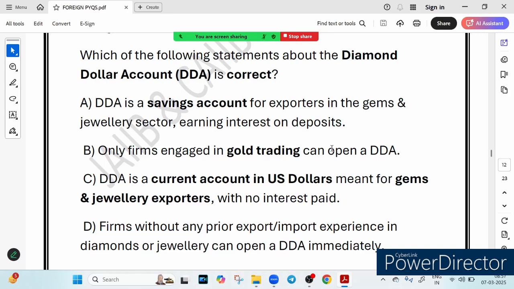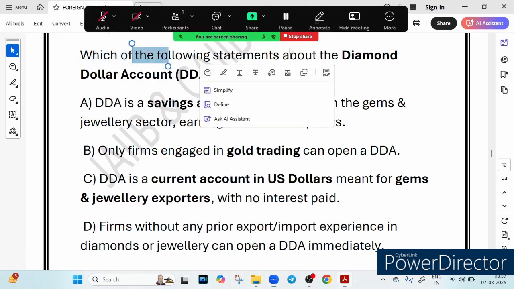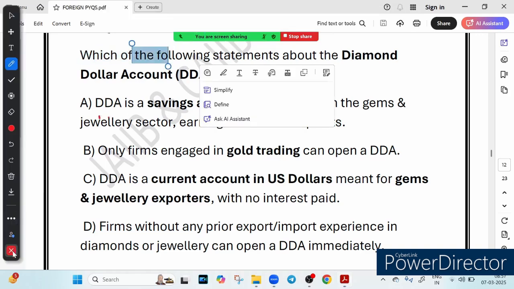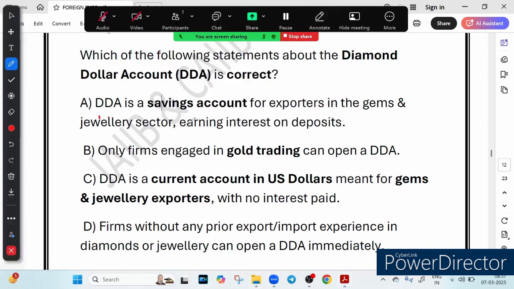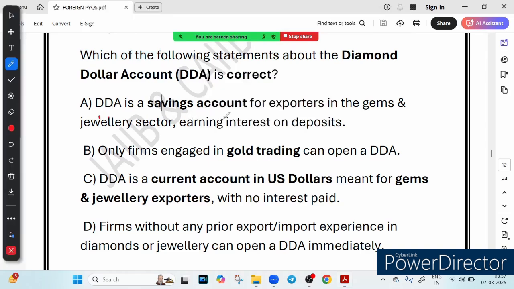So let's go through option by option. Option A suggests that DDA is a savings account where the exporter earns interest on deposit. This is incorrect because DDA is strictly a current account. This DDA is not a savings account. DDA is strictly the current account, right? And no interest is paid on the balance held in this account. You know it very well.